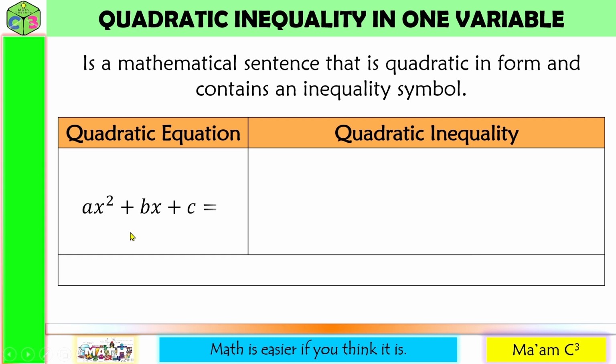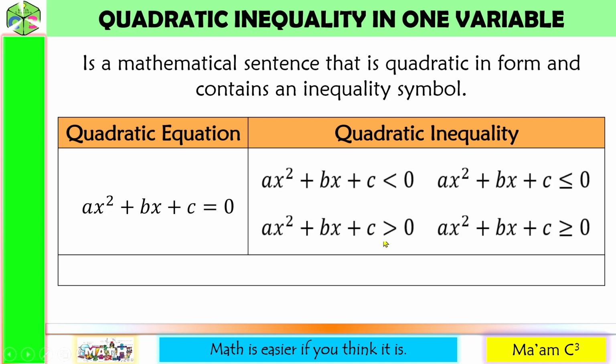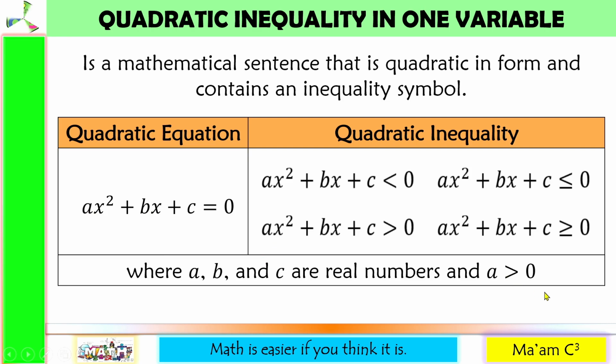Let us recall this equation. This is the standard form of a quadratic equation. The only difference of this to quadratic inequality is the symbol used. In equation, we make use of equal sign. In inequality, we make use of inequality symbols. So this equal sign could be less than, greater than, less than or equal to, or greater than or equal to. In both cases, the a, b, and c are all real numbers and a is greater than 0.